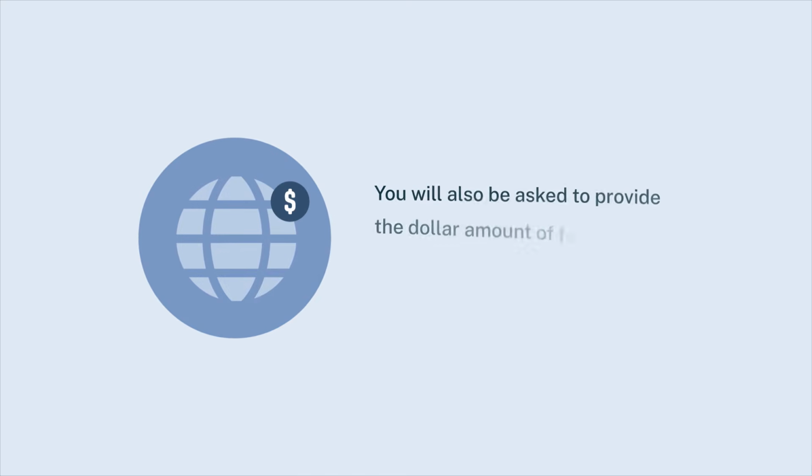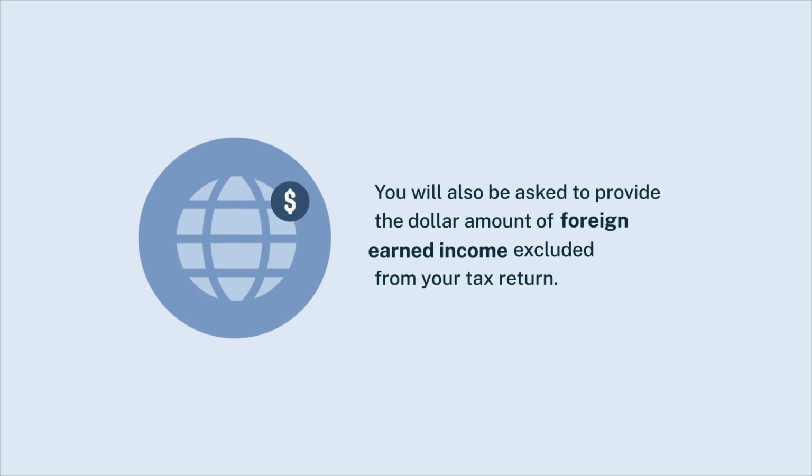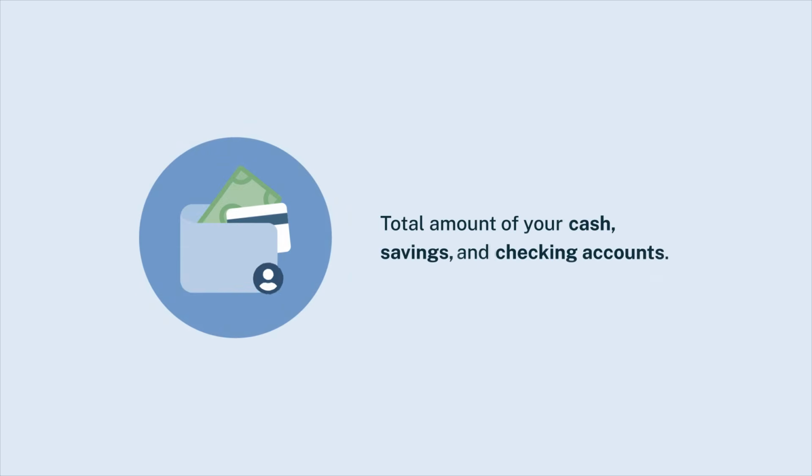You'll also be asked to provide the dollar amount of foreign earned income excluded from your tax return. You may also see additional questions related to information reported on your tax return. Next, you will provide the dollar amount of your assets through a series of questions. The first will ask for the current total amount of your cash, savings, and checking accounts. In this response, make sure that you do not include financial aid that you received, retirement accounts, or investments.